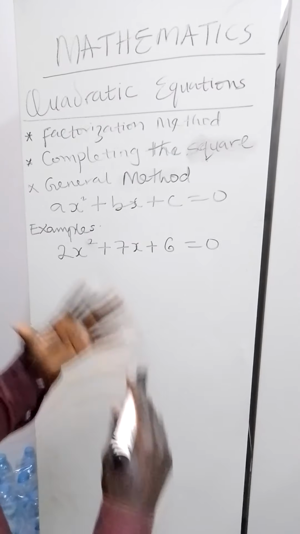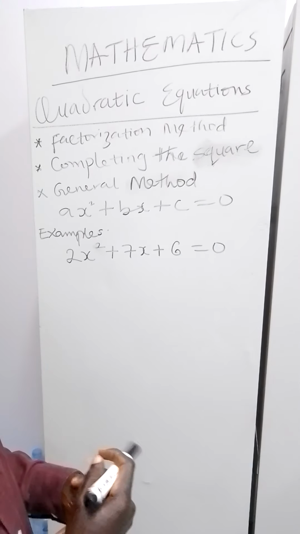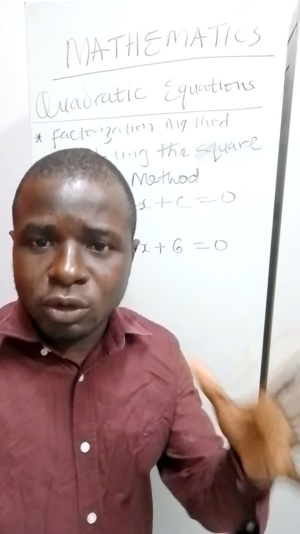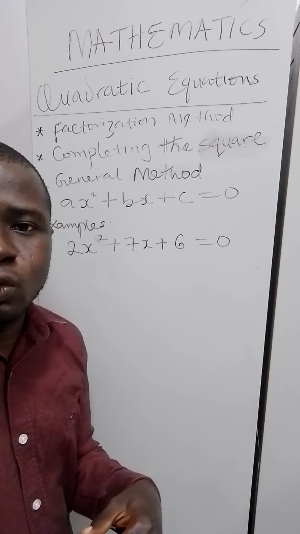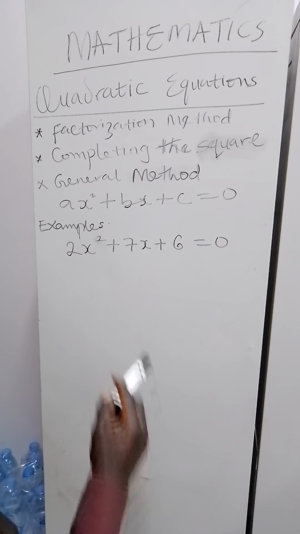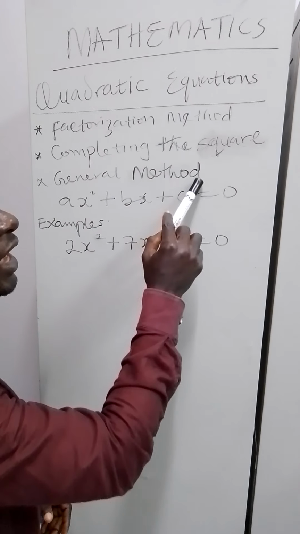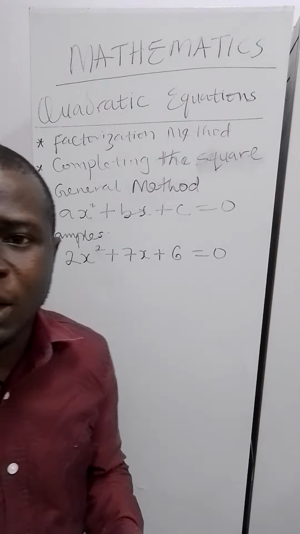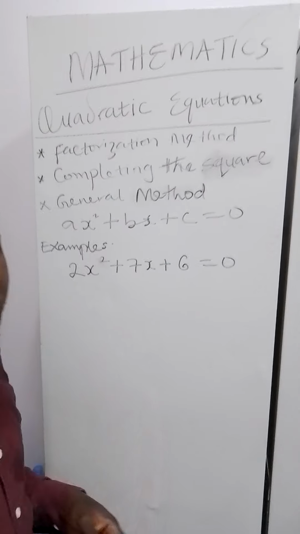Today we are going to be looking at mathematics as usual. And the topic we want to look at today is quadratic equations. Quadratic equations is one of the simplest topics in mathematics. And we have various methods of solving quadratic equations. The first method is the factorization method. The second method is the completing the square method. And the third method is the general method. This general method is otherwise known as the almighty formula. Some people call it the almighty formula. We shall be taking these methods one by one.